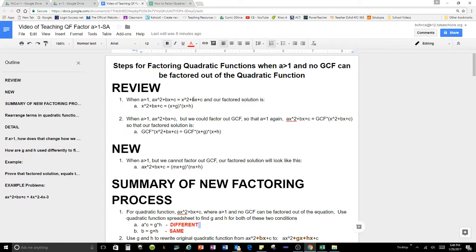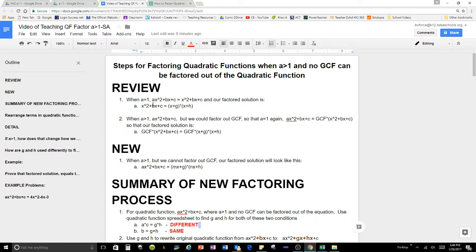So when we had equations like that where a is equal to 1 and we had a number for b and a number for c, our factored solution always looked like this. We start off with an equation x squared plus bx plus c. Again, b could be 10, c could be 15. Then our solution would be x plus g times x plus h, where we would have to find g and h such that g times h would equal c and g plus h would equal b.